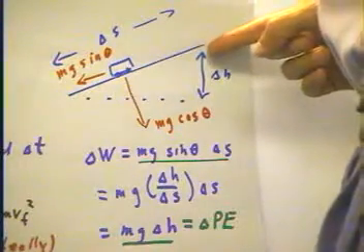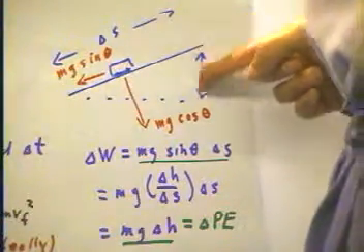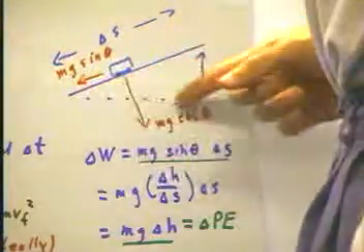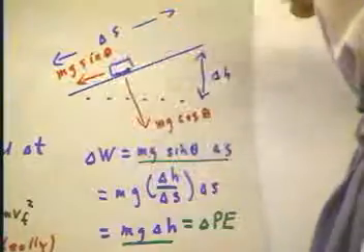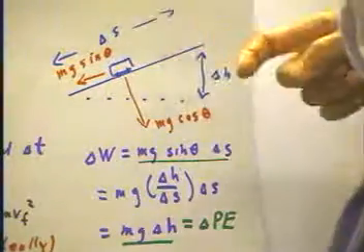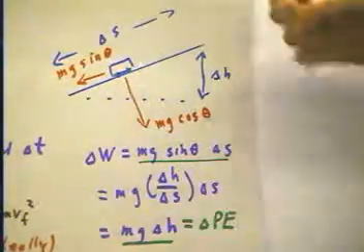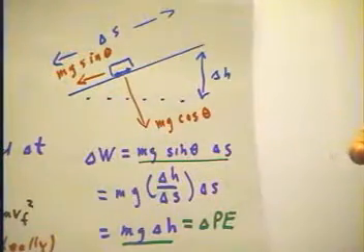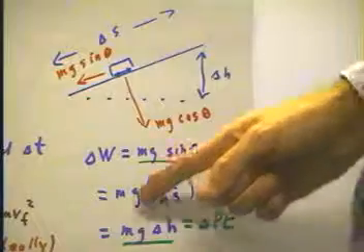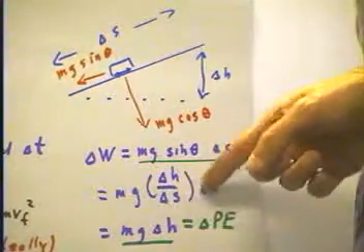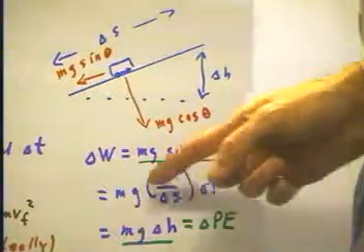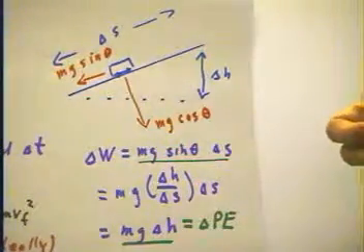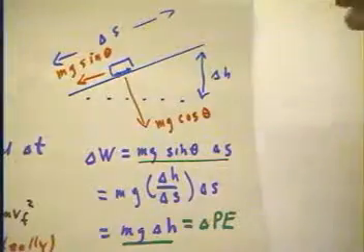Now, from what we said before, delta h divided by delta s is the sine of theta. That's the opposite side over the hypotenuse of this triangle, if we assume that the distance here is delta s. It's not been very well labeled, but I hope you can see what I mean. So if we replace sine theta by delta h over delta s, then when we multiply by delta s and multiply out, we end up with mg delta h, and that is indeed our change in potential energy, the mg delta h that we talked about before.